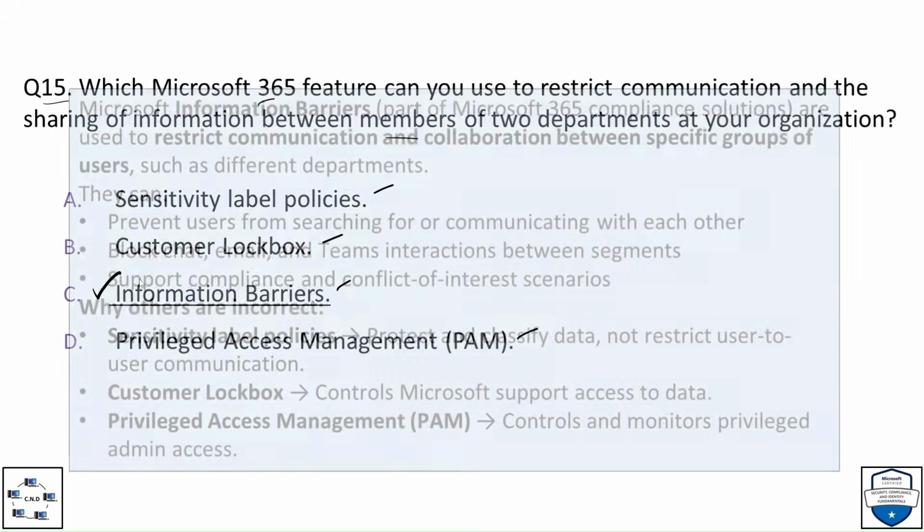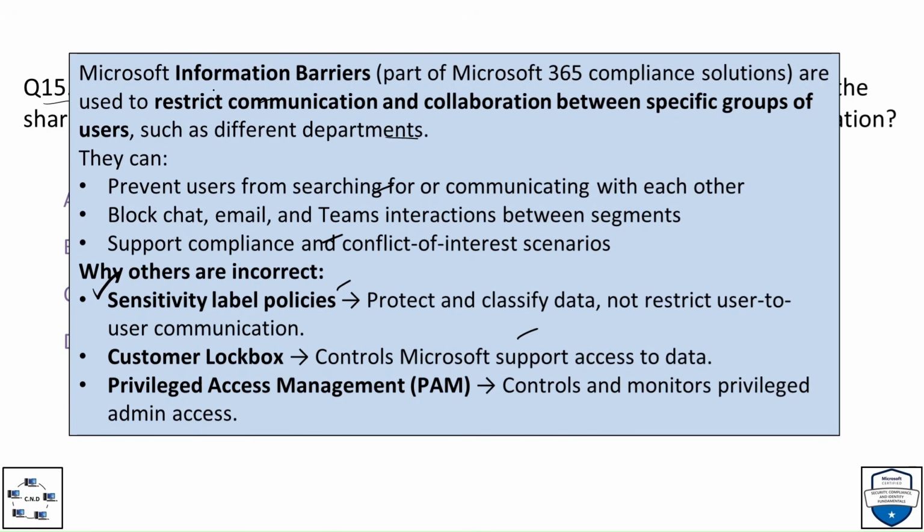And the explanation is, Microsoft information barriers, which are part of Microsoft 365 compliance solutions, are used to restrict communication and collaboration between specific groups of users, such as different departments. They can prevent users from searching for or communicating with each other, block chat, email, and Teams interactions between segments, and support compliance and conflict of interest scenarios.